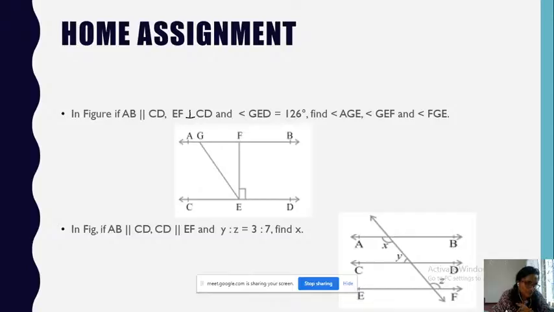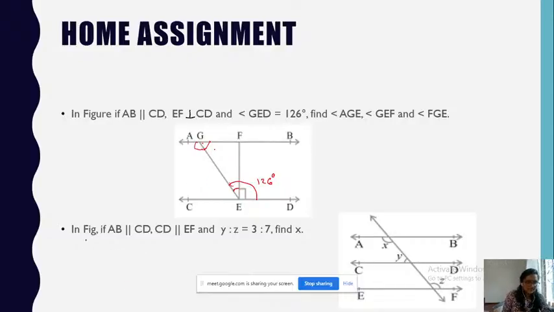So you have two problems. These are from the exercise, second and third problem. You can note down. In the first question, in the figure, AB is parallel to CD and EF is perpendicular to CD, and angle GED, the total angle, is 126 degrees, and you need to find angle AGE, angle GEF, that is the small angle, and angle FGE. So you need to find three angles in this first question.